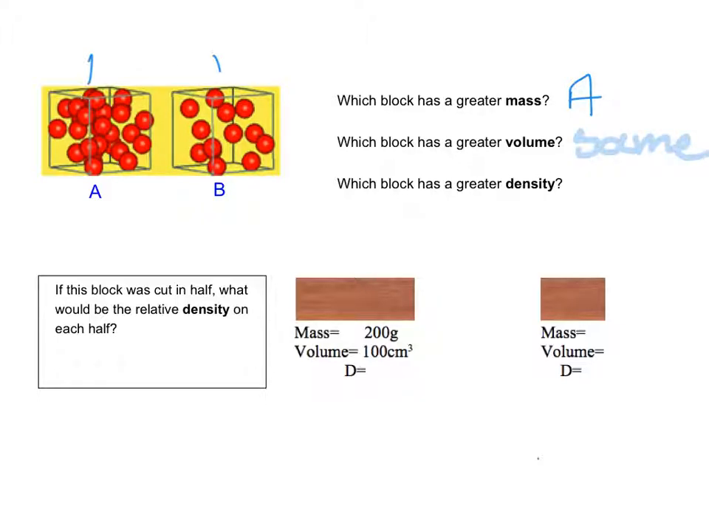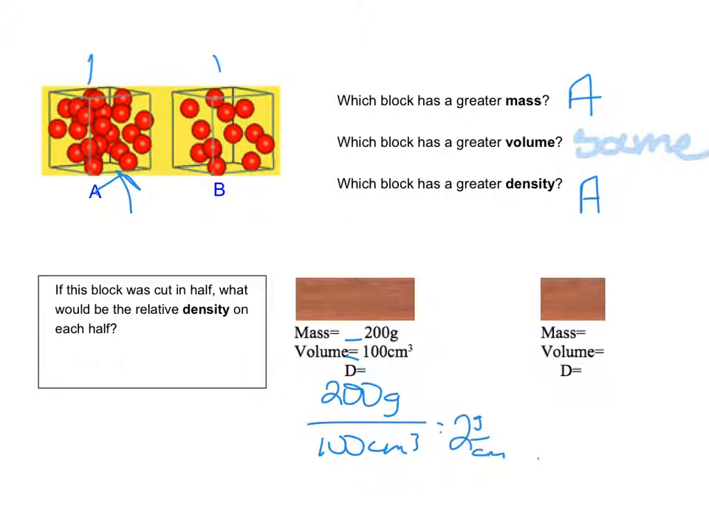So next, which block has a greater density? Well, since block A has more stuff for the given volume, I would say that A is more densely packed. Let's see the next one. We've got this block, and it says if it were cut in half, what would be the relative density on both halves? And we're actually given some numbers. So our first block, I know the mass is 200 grams and the volume is 100 centimeters cubed. So the density would end up being mass over volume, 200 grams over 100 centimeters cubed. That is 2 grams per centimeter cubed.